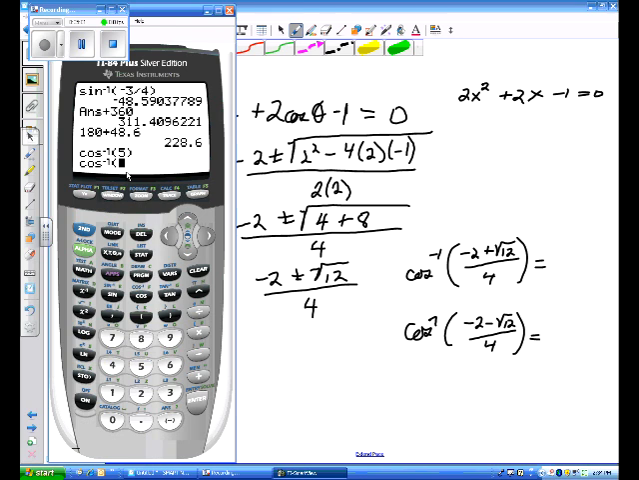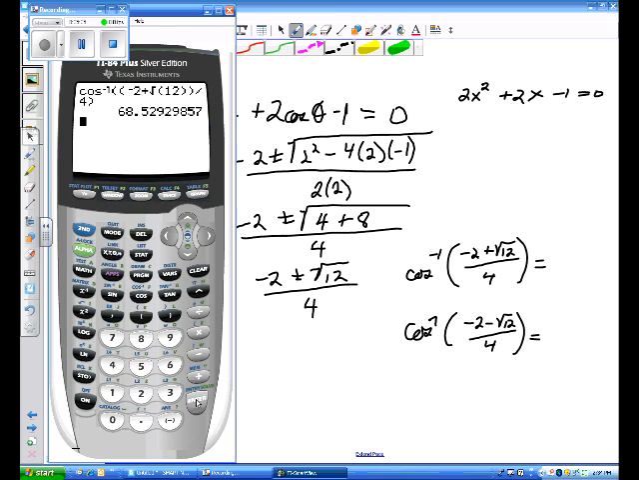Okay, now we need to put parentheses for our numerator. Let me clear up the screen here, it'll be a little bit easier to see. Second cosine. Now we need parentheses for our numerator. So we have -2 plus the square root of 12. It opened up a parenthesis for the square root, so we need to close it. Then we need to close it for the numerator, divided by 4, then close it for the function equals.